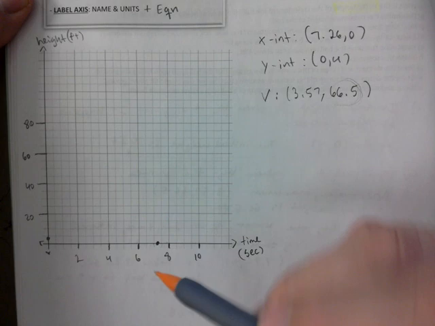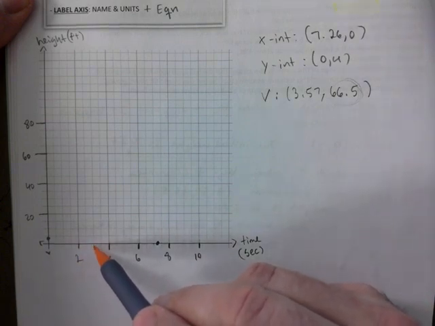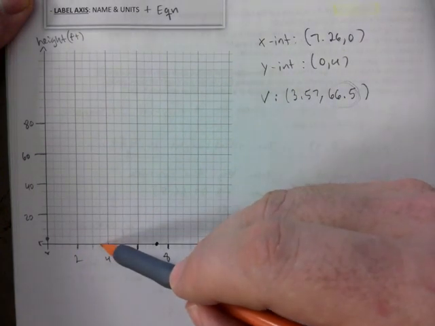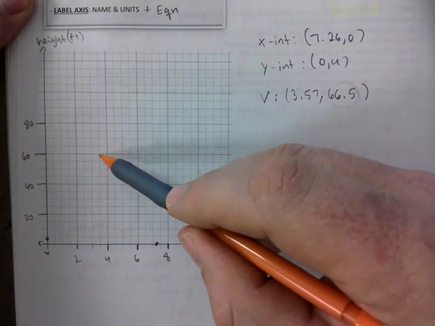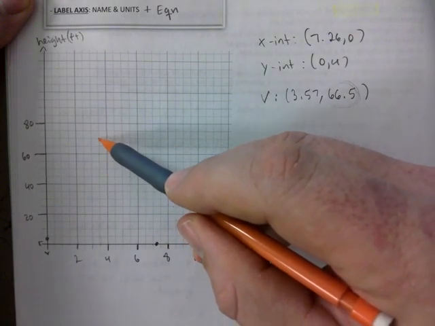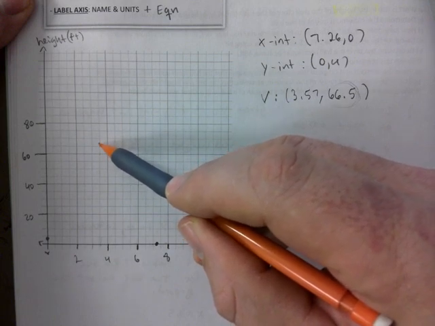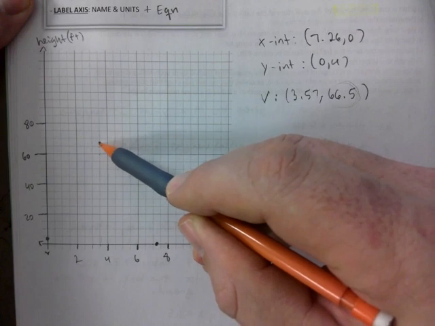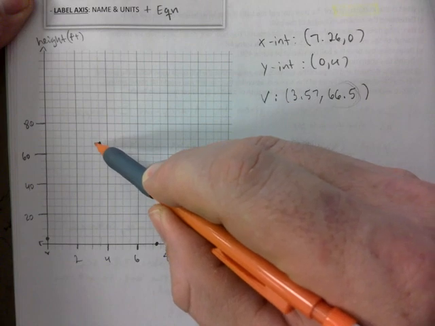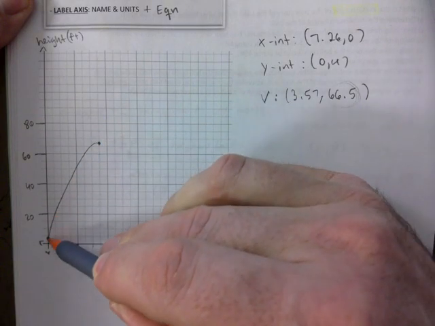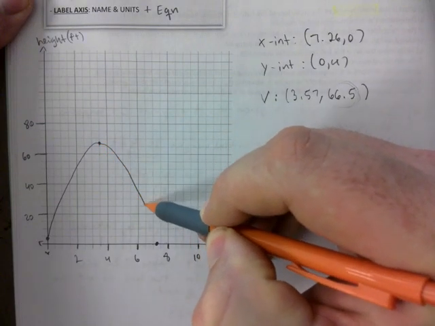The vertex, 3.57. So this would be 3, this is 3.5. So I'm going to go up the 3.5 line and try to find 66.5. This is 70, this is 65, 66 is right about there. Just a dot like that. And then I go to my vertex, I go out and down, I go back to my vertex, I go out and down there.